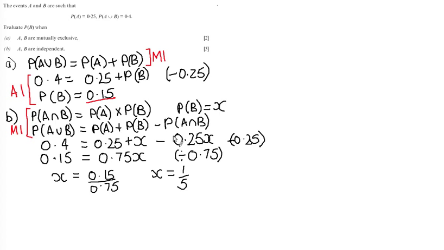We then get an accuracy mark for correctly substituting in our values into this formula. So 0.4 equals 0.25 plus x minus 0.25x. We then finally finish with an accuracy mark for finding that x equals 1/5.